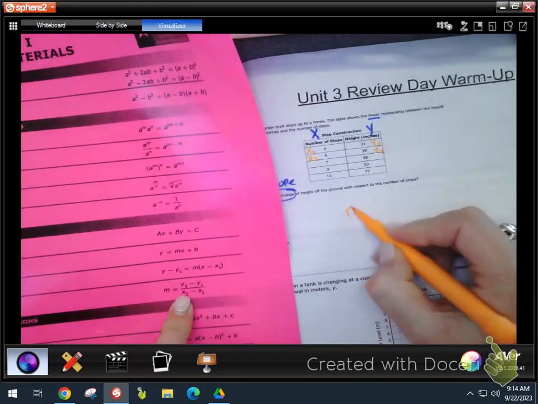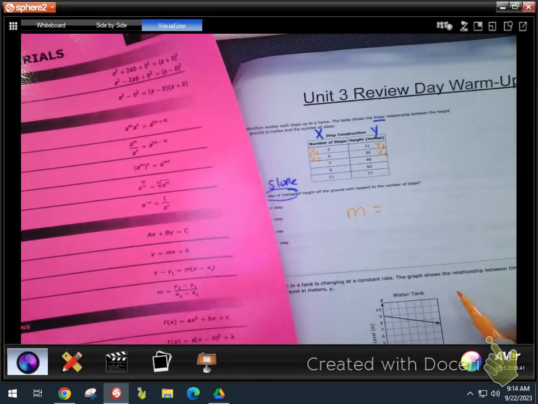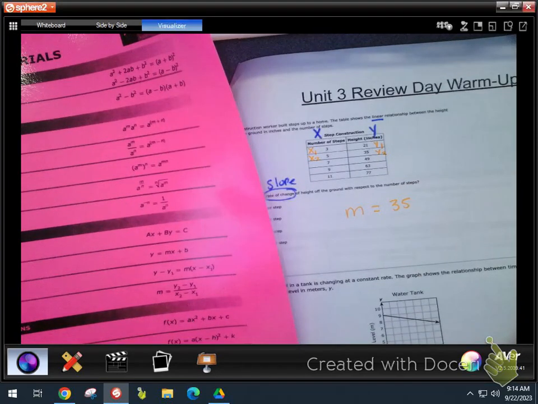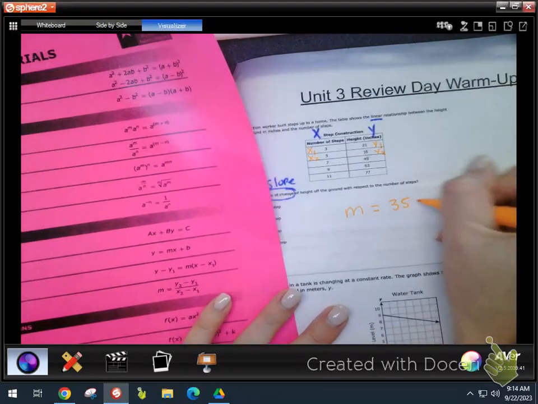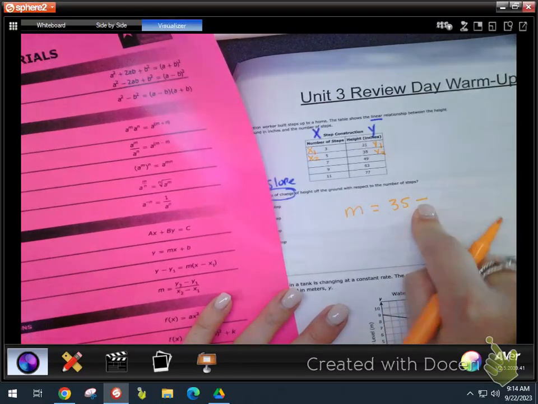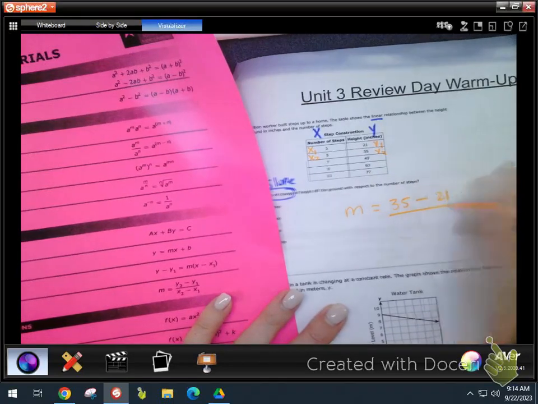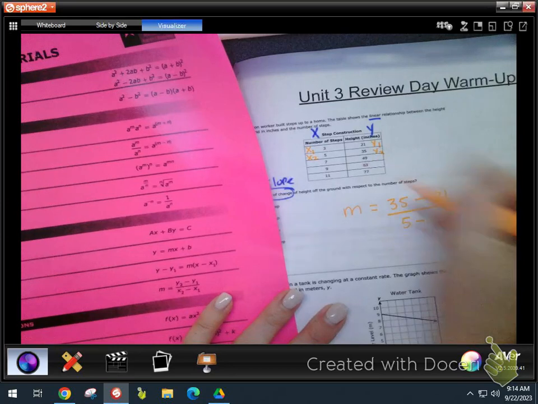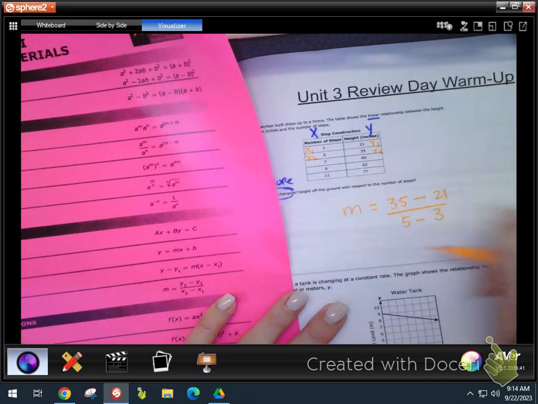So here we go. M equals. What did we label as our Y2? 35. Does it matter? Does it have to be the first 2 points? No, you pick whatever 2 points you want to. I would try to pick positives if you have a choice, which all these were positives, so that's fine. 35 minus, remember that formula calls for minus. You have to have that minus sign there. What's our Y1? 21 over X2 minus X1, 3. I've got to see this.